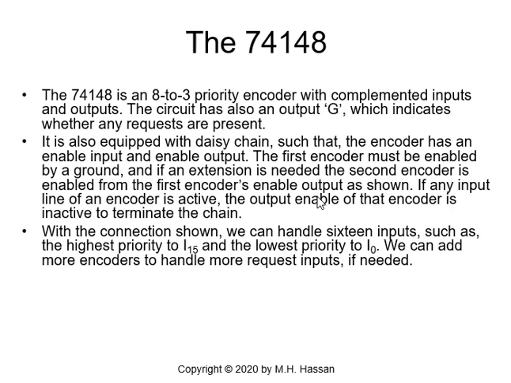The first encoder's enable output, as shown in the diagram which is coming to the slide, is connected to the second. The output enable of that encoder is inactive to terminate the chain. If any input line of an encoder is active, the output enable of that encoder will be inactive to terminate the chain, so you don't allow the error. And this will give the priority to the higher chip. With the connection shown in the next slide, we can handle 16 inputs, such that the highest priority is I15 and the lowest is I0. We can add more encoders to handle more request inputs if needed.